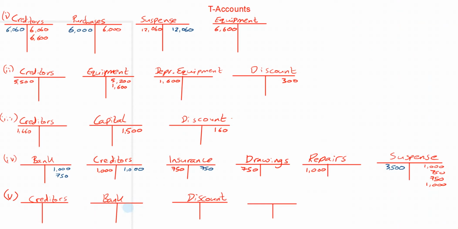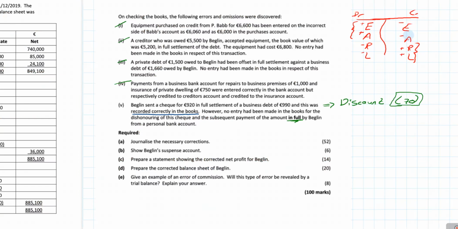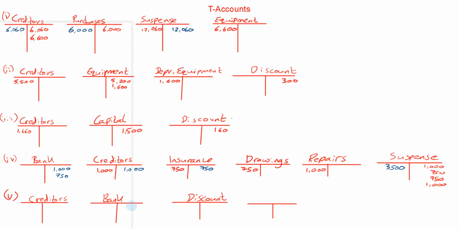So bank decreases by 920. So again, a negative asset, we're decreasing our asset, so it's a credit entry of 920. The double entry is into your creditors, so our creditors decrease by 920. To make up the 990, we have to increase the debit side by 70, and that 70 goes into discount.